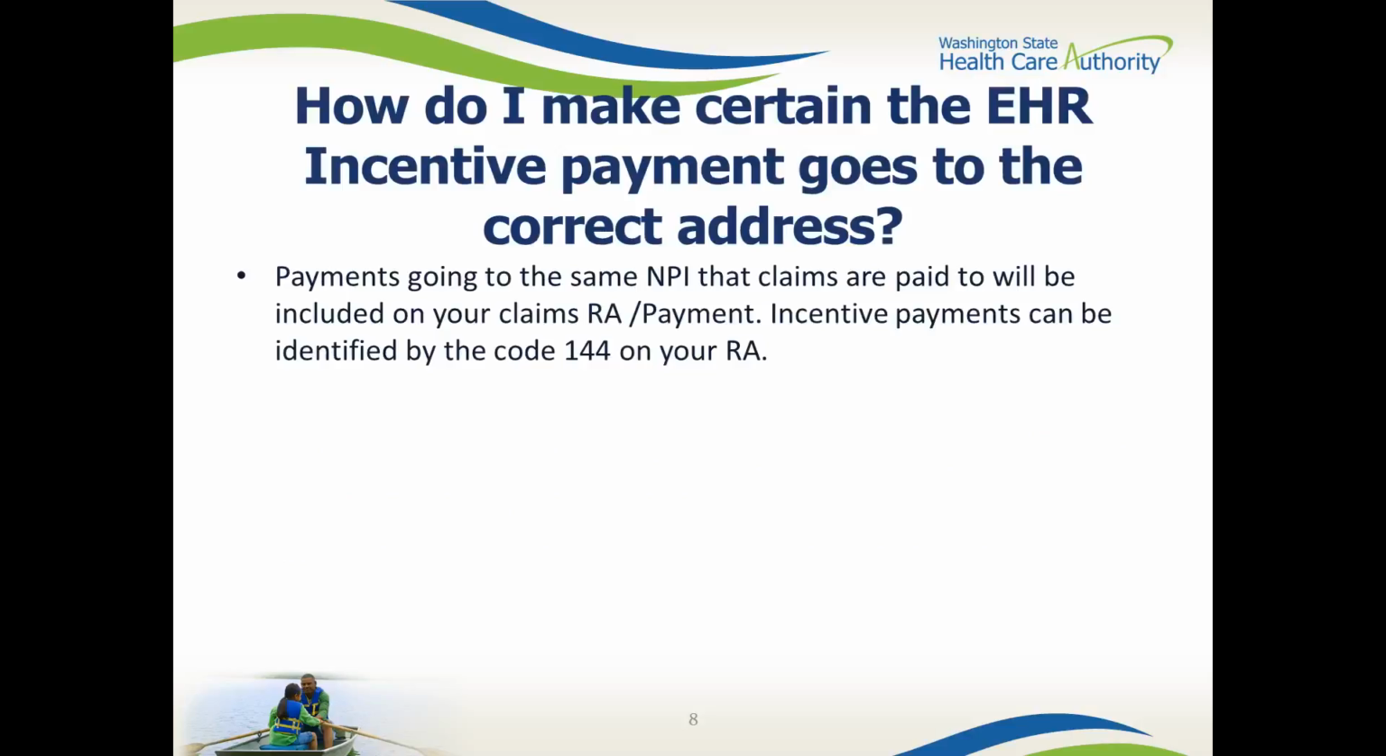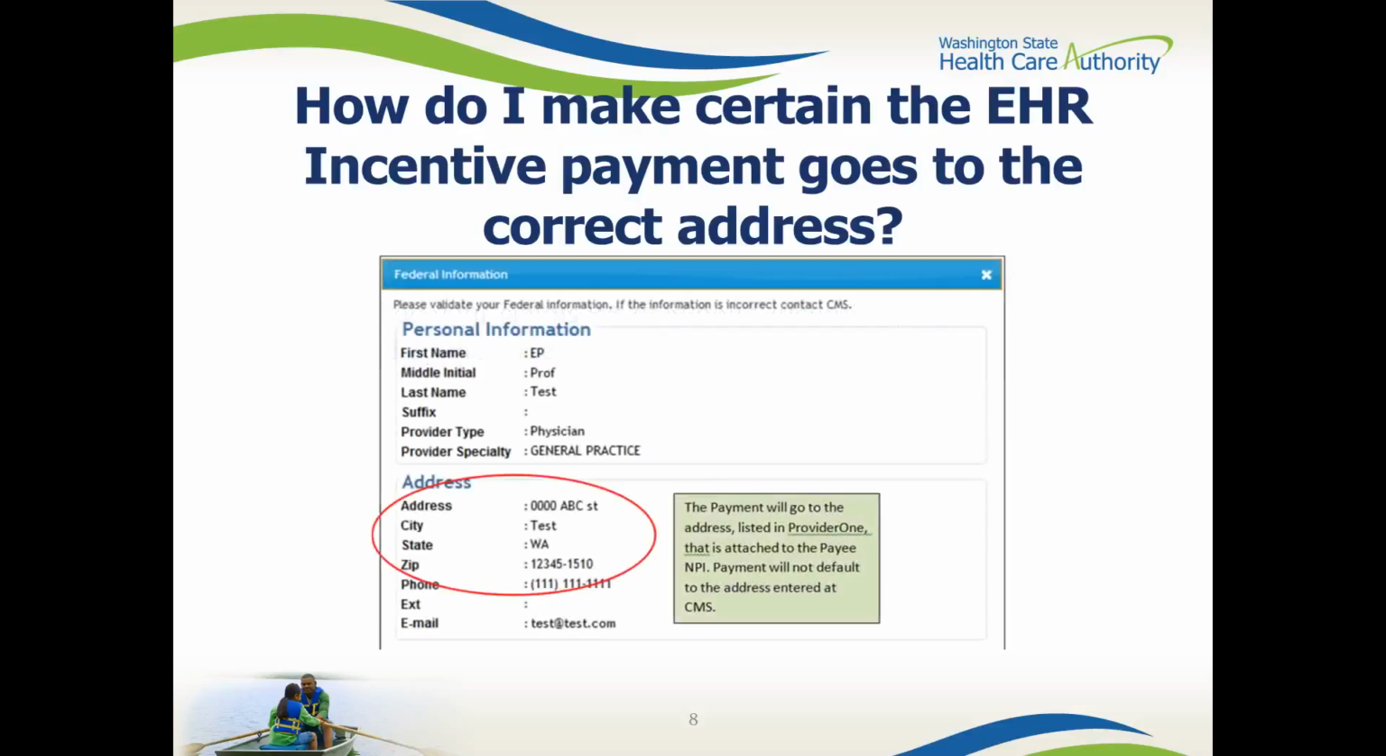Are your payments going to the correct address? If your payment is going to the same NPI that claims are paid to, it'll be included on your RA or payment. You can identify the incentive payment by the code 144 on your RA. If you don't get claims paid to the Payee NPI you're using, then payment follows the mailing address set up in Provider One under that NPI.